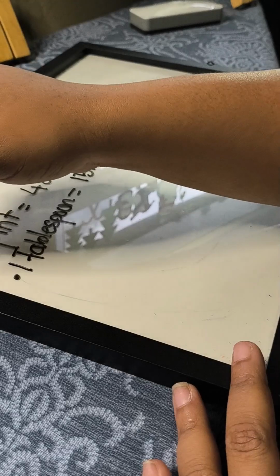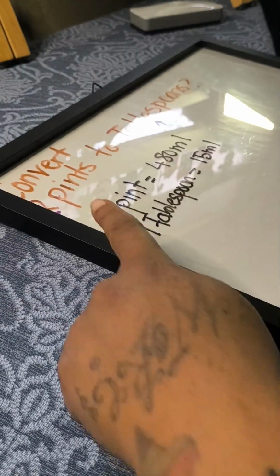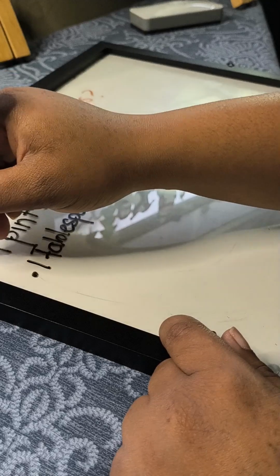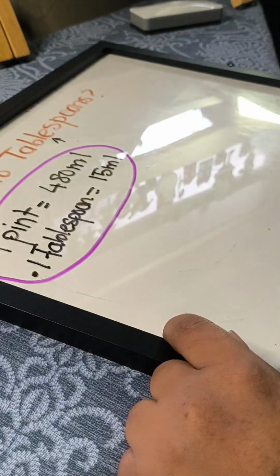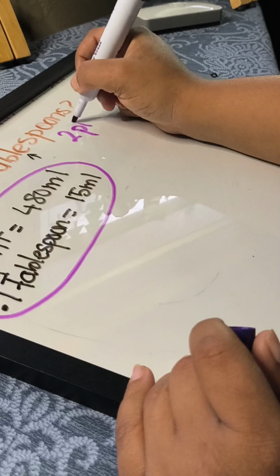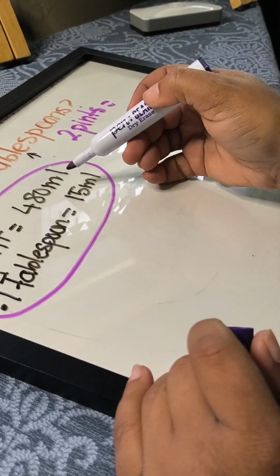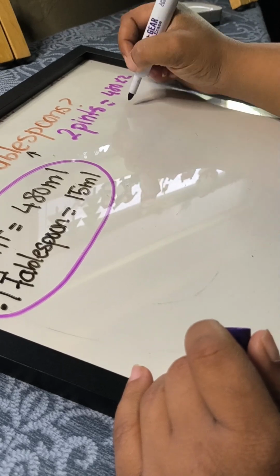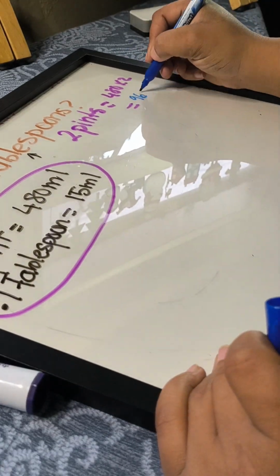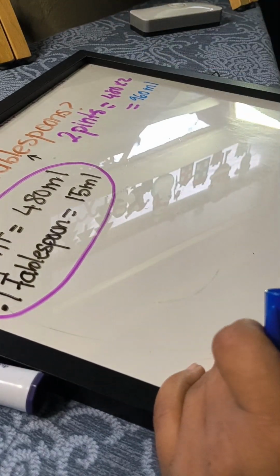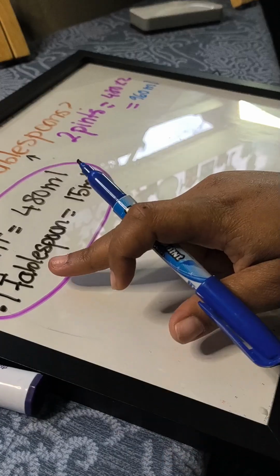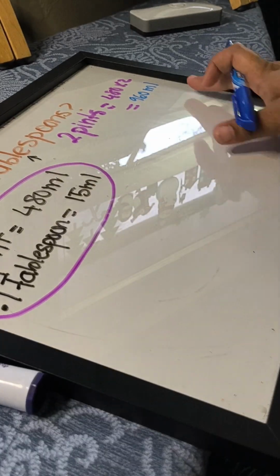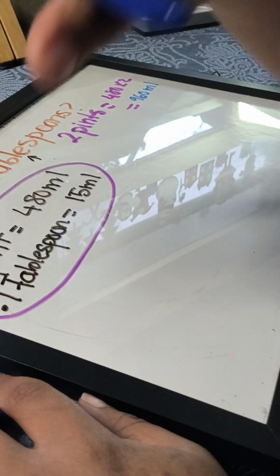We need to find 2 pints, right? It says in the problem, convert 2 pints. So first thing I'm going to do, first let's put this in a box. This is our conversion thing. I know that I have 2 pints, right? This means that 480 is going to be multiplied by 2. So 480 times 2 is equal to 960. 960 milliliters is equal to 2 pints. Now, I want to convert 1 tablespoon equals 15 milliliters and use 960 milliliters to know how many tablespoons are going to be total in 2 pints.